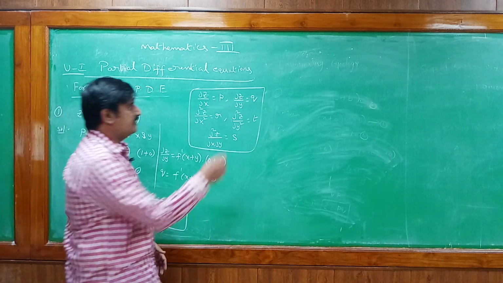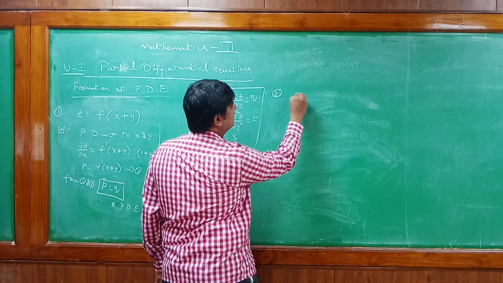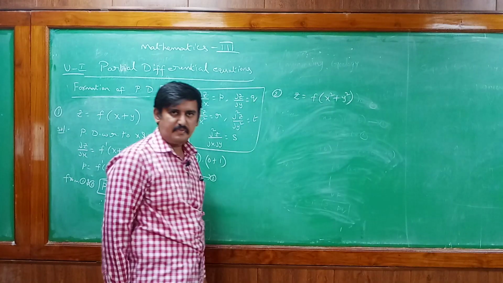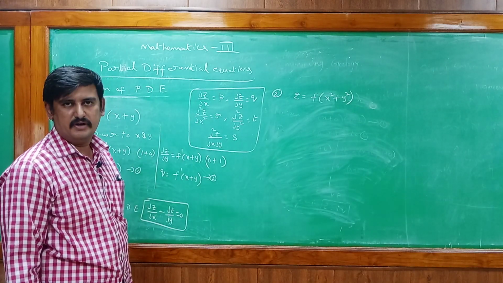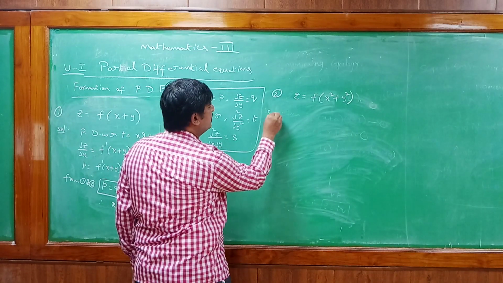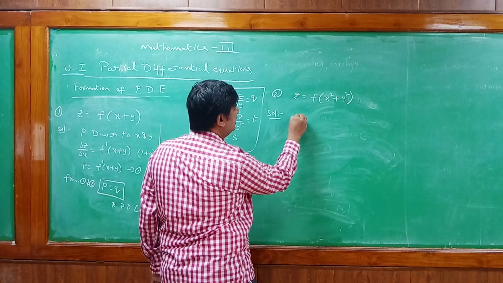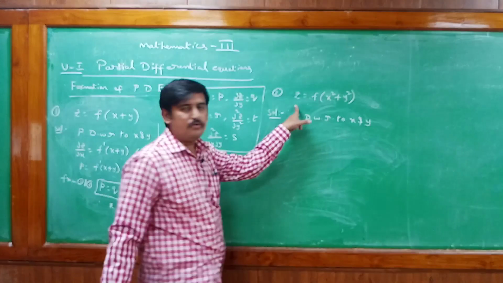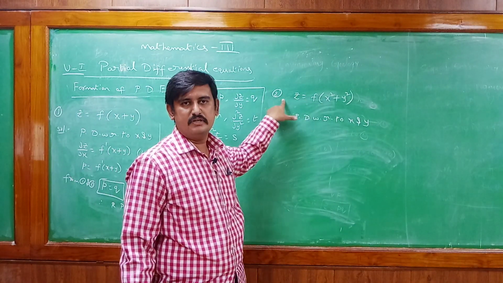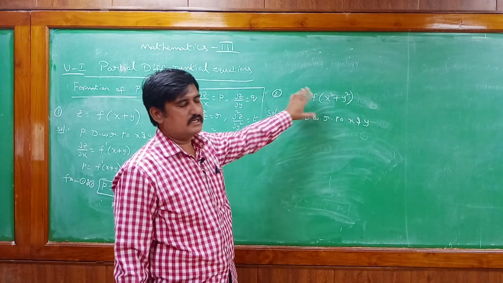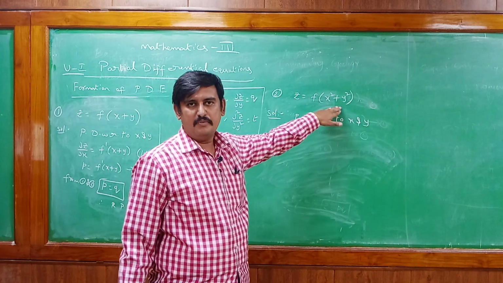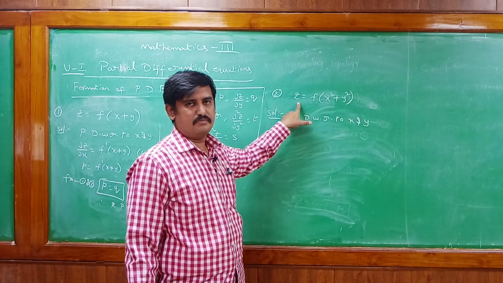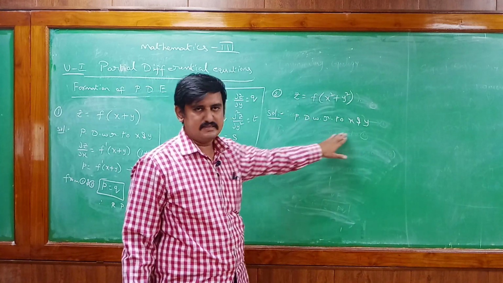We will see one more example. Suppose z is equal to f of x square plus y square. What we have to do here is eliminate the function and convert this equation into a partial differential equation. The question will simply ask you to form a PDE by eliminating the arbitrary function. Whatever the problem is, first you need to differentiate with respect to x and y.